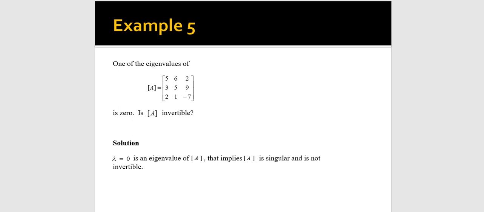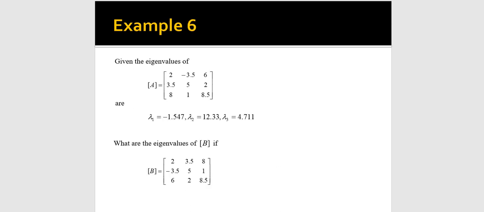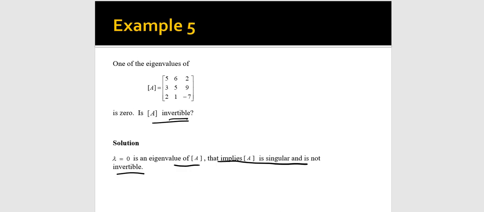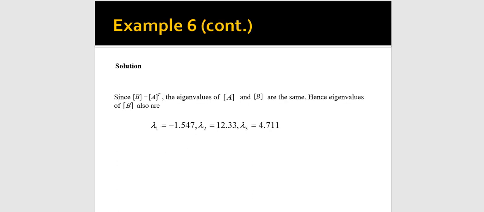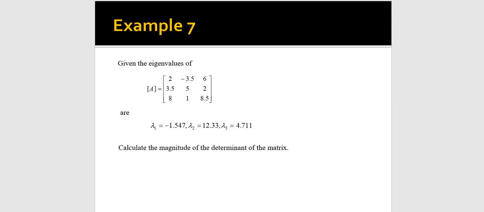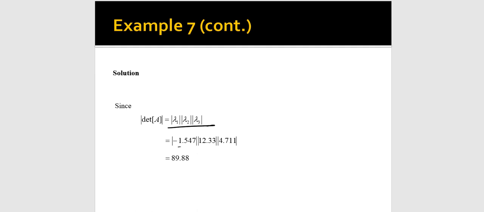If one of the eigenvalues is 0, is A invertible? If lambda is a zero eigenvalue, then it implies that A is singular and non-invertible. If any one eigenvalue equals zero, the matrix becomes non-invertible. Given this matrix, just solve it. What is the value of B if this is applicable? B equals A transpose, so we find A transpose and proceed the same way as the normal eigenvalue calculation. Here three eigenvalues are given. Calculate the magnitude and determinant of the matrix. The determinant equals the product of the eigenvalues.